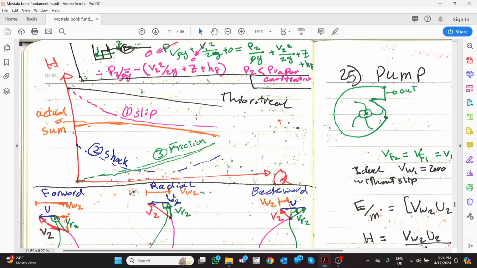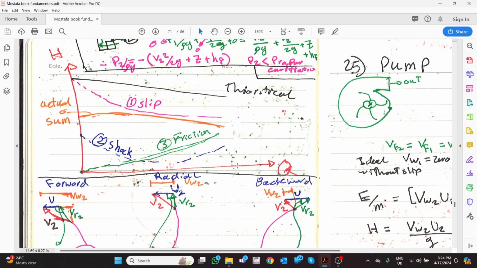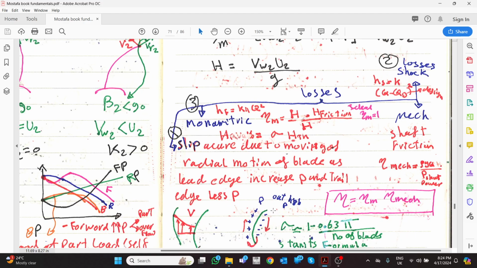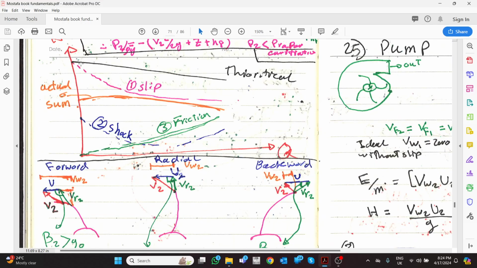Okay, this is theoretical. Now we know that the head, which is due to slip, is sigma multiplied by head, which will act like this.